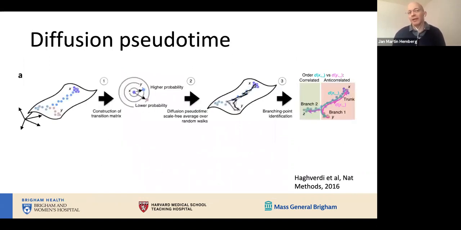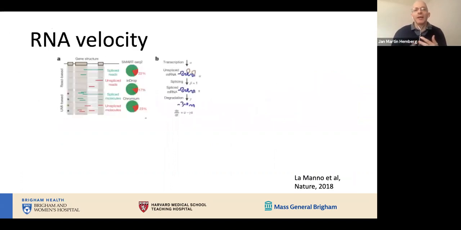A different method is called diffusion pseudotime. This is based on the idea of diffusion maps, which is basically trying to find a low-dimensional diffusion kernel to fit the data. You can think of it as, based on the ideas of random walks, trying to find the shortest random walks for connecting these different points. And again, this is a very robust method which seems to perform very well.